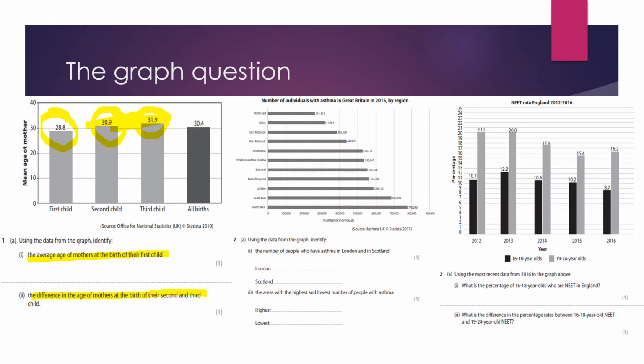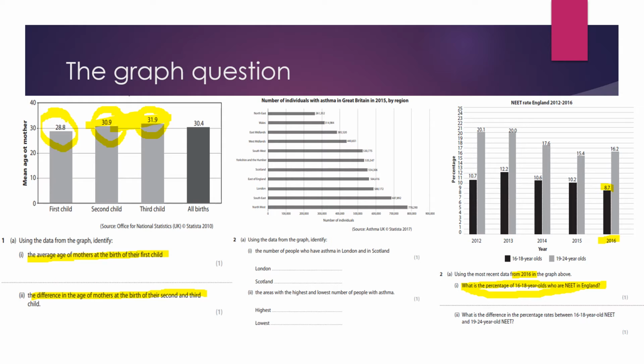Again, what's the percentage of 16-year-olds who are NEET in England? So again, we'd look at the 16 to 18-year-olds, which is the darker line. We're looking for England, and it's obviously 2016. So 8.7 is our answer here.